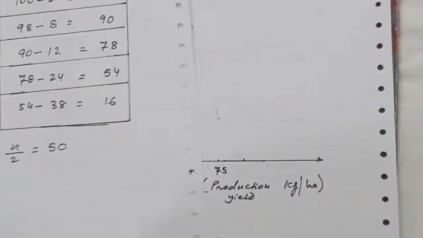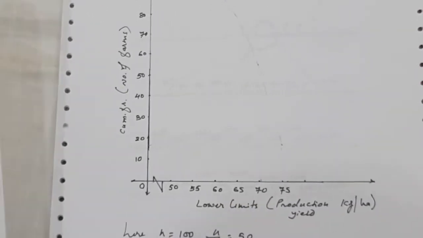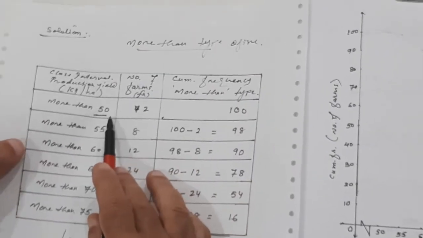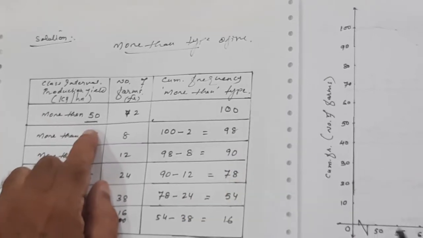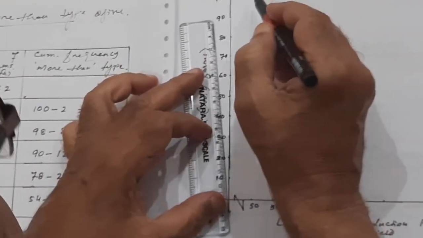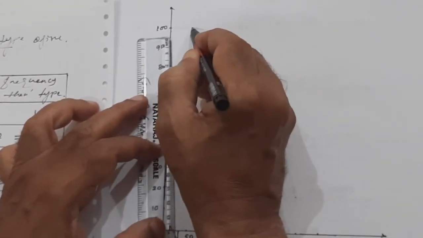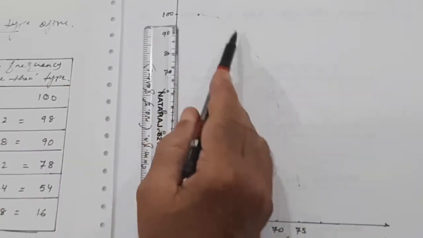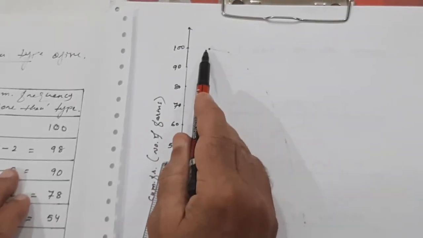Now this is a question, this is a table, and the graph should be together. What is the cumulative frequency here? For the lower limit 50 the cumulative frequency is 100. So we take the 50 limit, and from 50 we have to go up to 100. This is the point. I will write the x and y coordinates afterwards. So this is the 100.